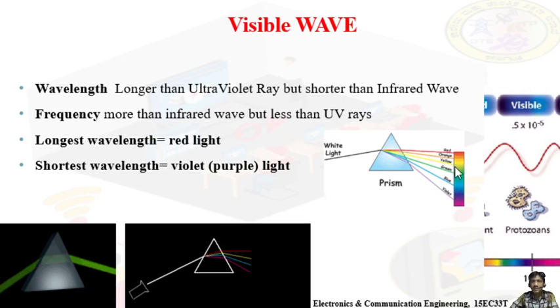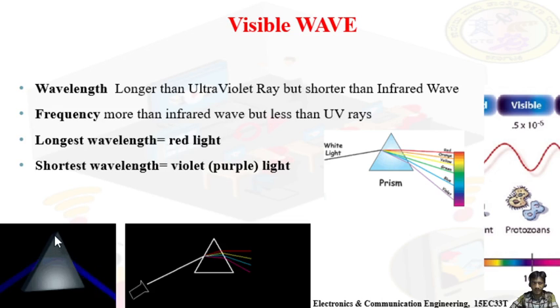You can see this image. Here is the longest wavelength, and here the shortest wavelength. The longest wavelength color is red. The shortest wavelength color is purple or violet. Therefore, the longest wavelength in visible light is the red light, and the shortest wavelength color is the violet light.